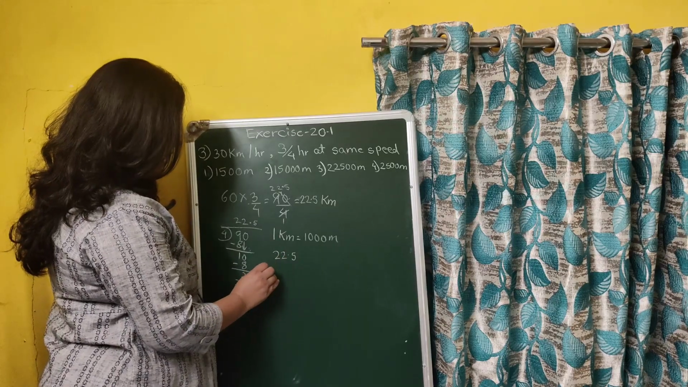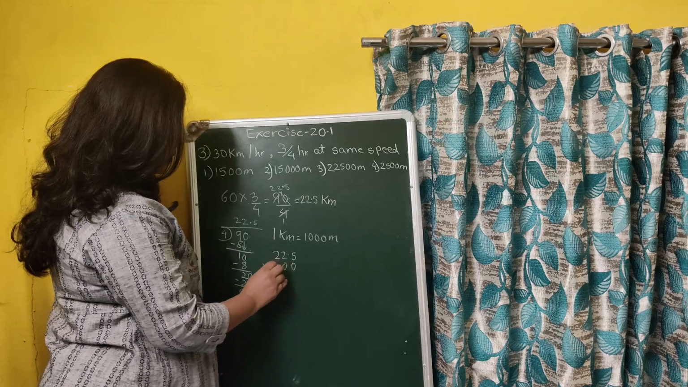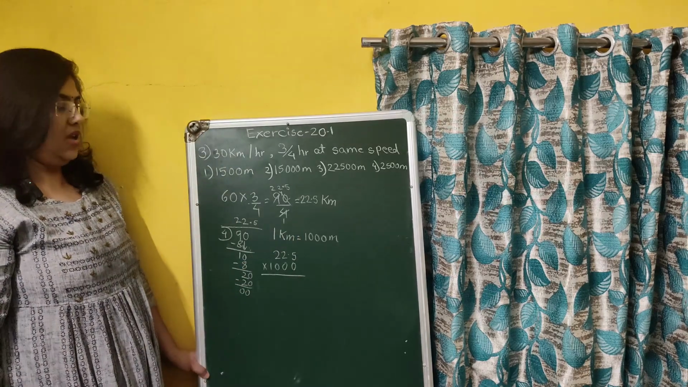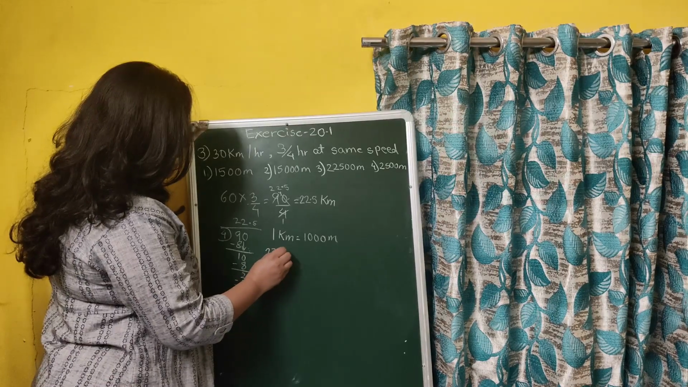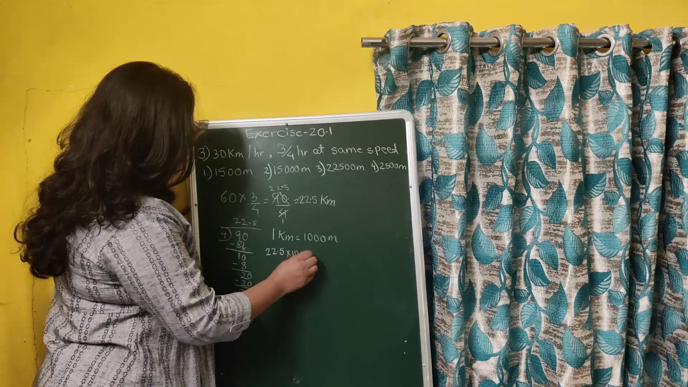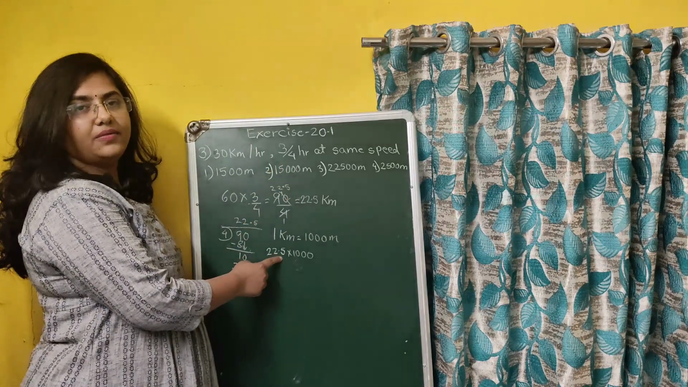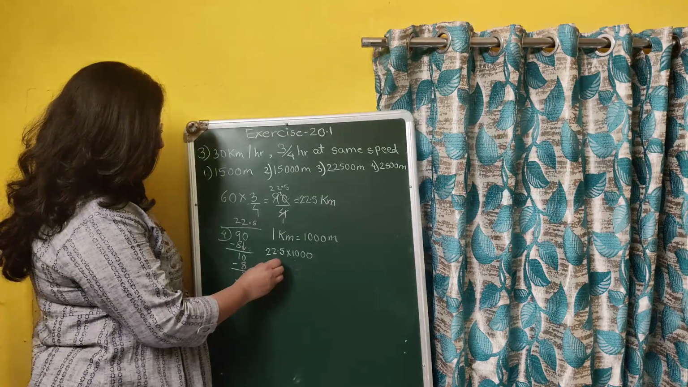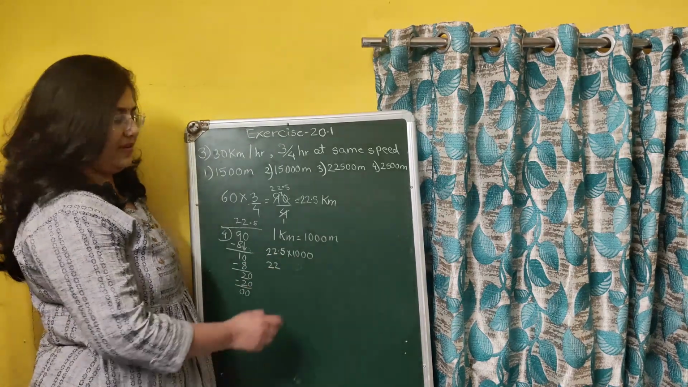22.5 multiplied by 1000. Okay, you can do it in this way, or 22.5 multiplied by 1000. ये जो पॉइंट है ना, ये शिफ्ट हो जाएगा. कैसे होगा देखो. 22 एंड जीरोस जितने उतना पॉइंट शिफ्ट होना है.